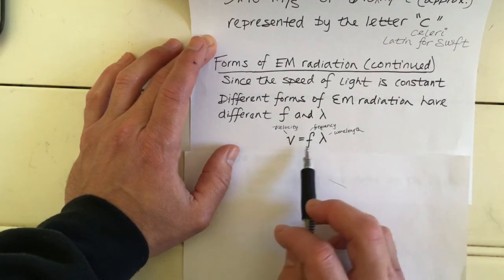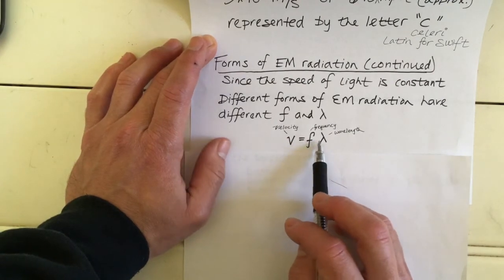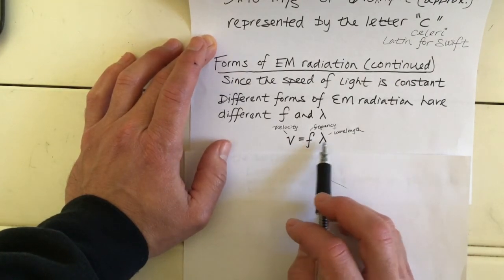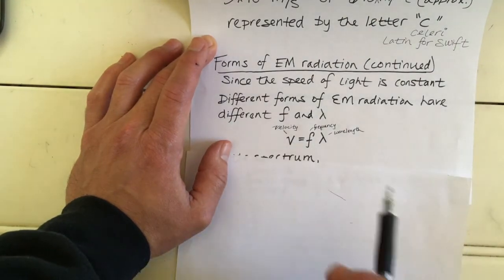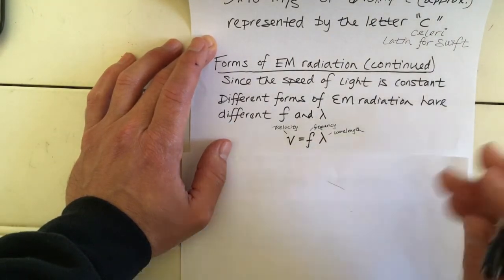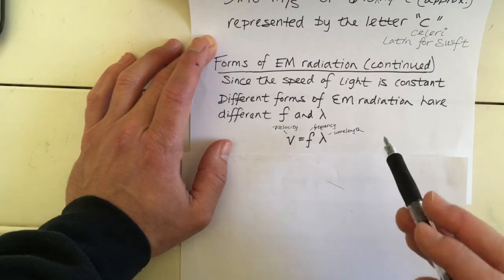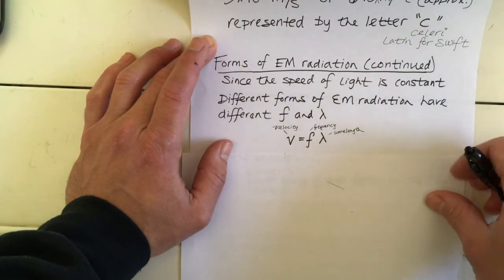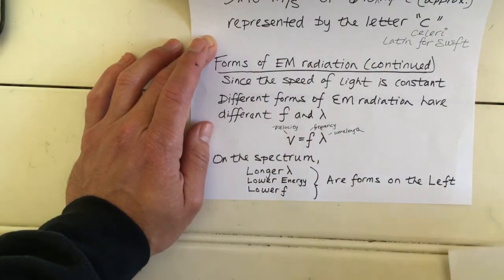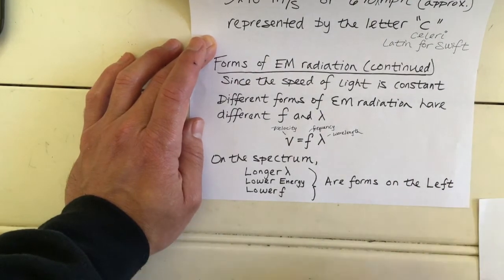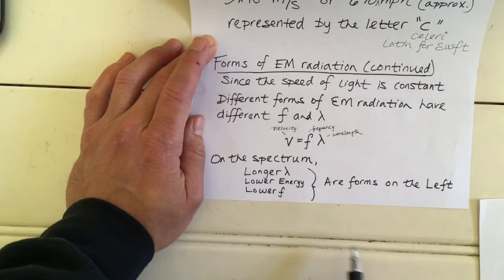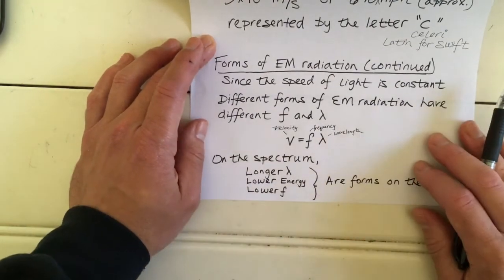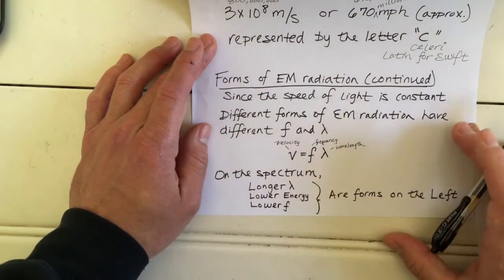And so all we do is change these two variables, because they always have to total up to 3 times 10 to the 8th meters per second. We just change those and we get our different forms of electromagnetic radiation, visible light just being one of those forms. And I just made a note here of what I said a second ago: longer wavelengths, lower energy, lower frequency are on the left. All right, so that's about it.